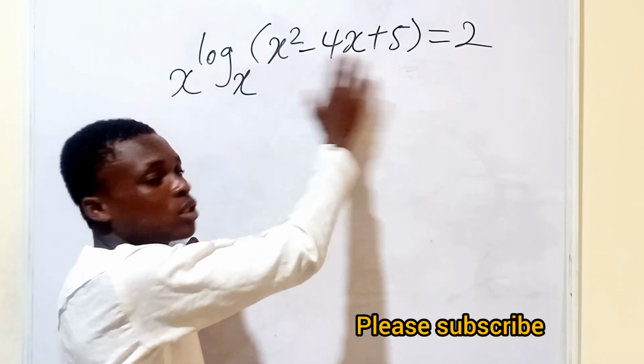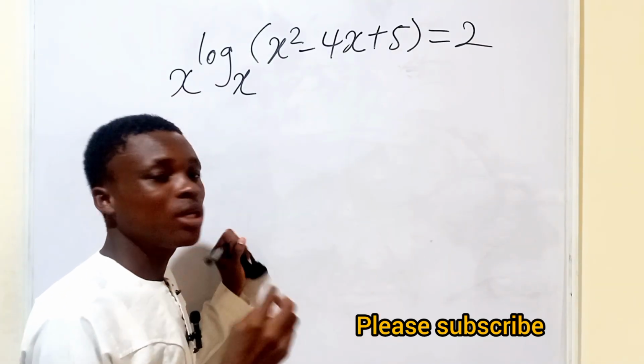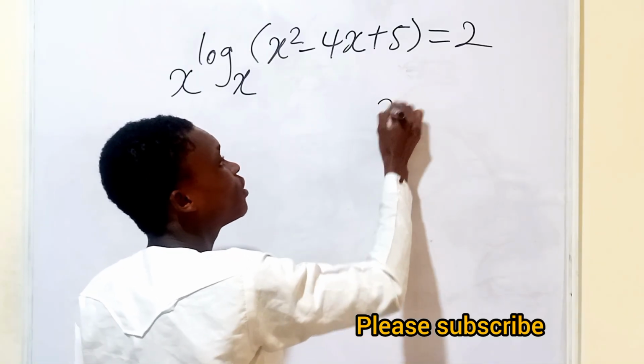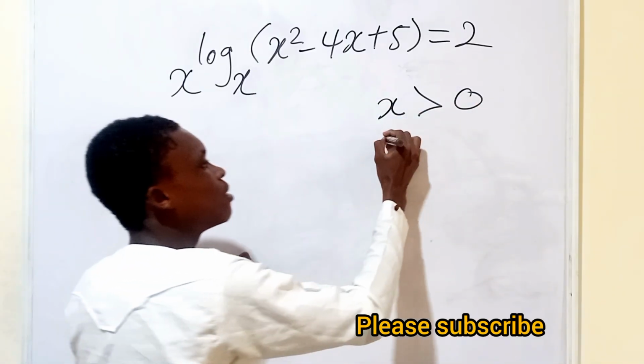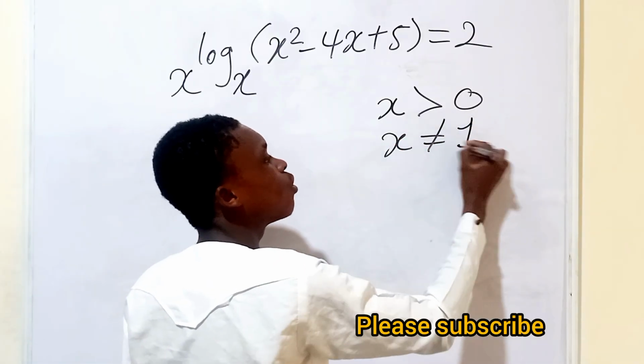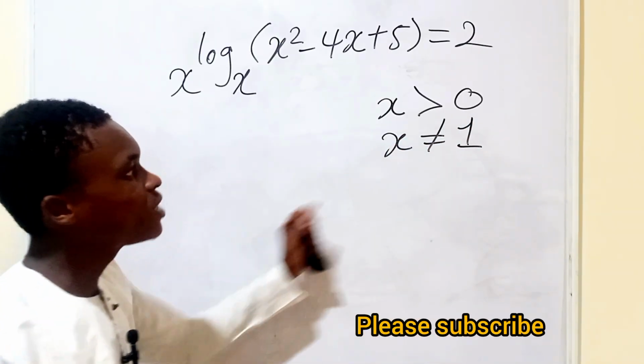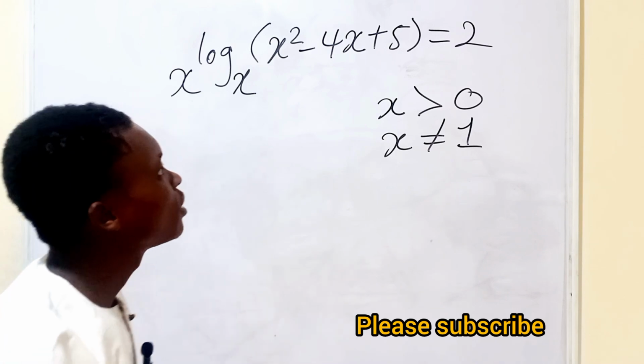We know that when solving logarithms, the argument must be greater than 0. So here we know that x must be what? Greater than 0. And the base must not be equal to 1. All right, so these are the domain conditions to solve this logarithmic equation.